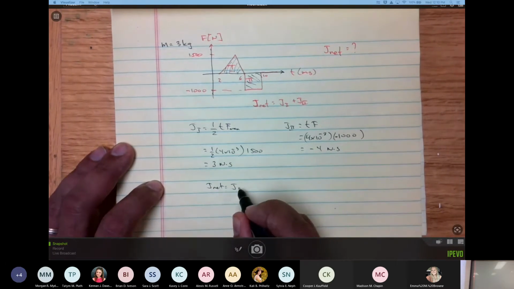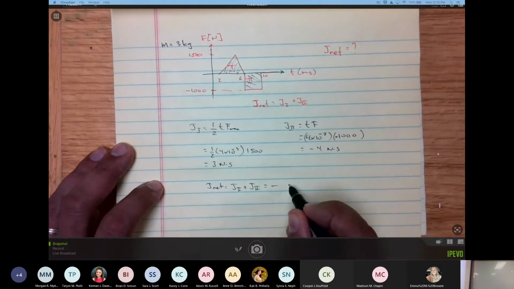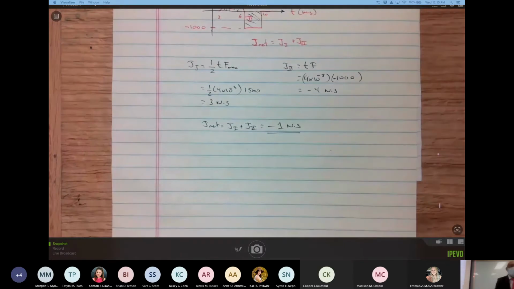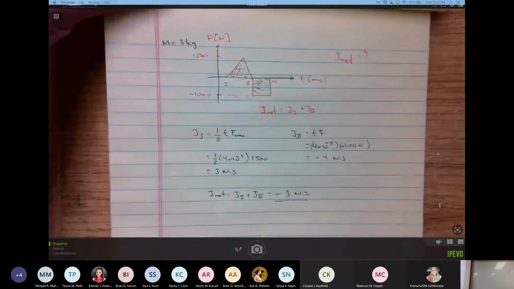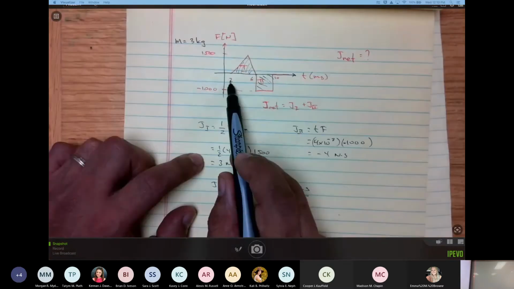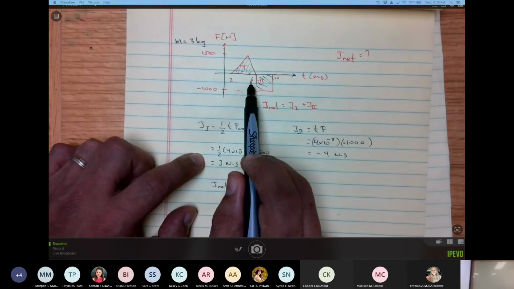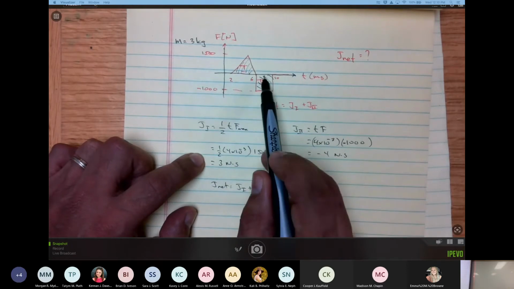And that will give me -1 Newton second. Yes. Where did you get the 4 times 10 to the -3? So we know from the graph that the first section goes from 2 milliseconds to 6 milliseconds. So delta t, the time that the impact lasts or the impulse lasts, is going to be 4 milliseconds. And for the second section, it goes from 6 to 10. So that's another 4 milliseconds.